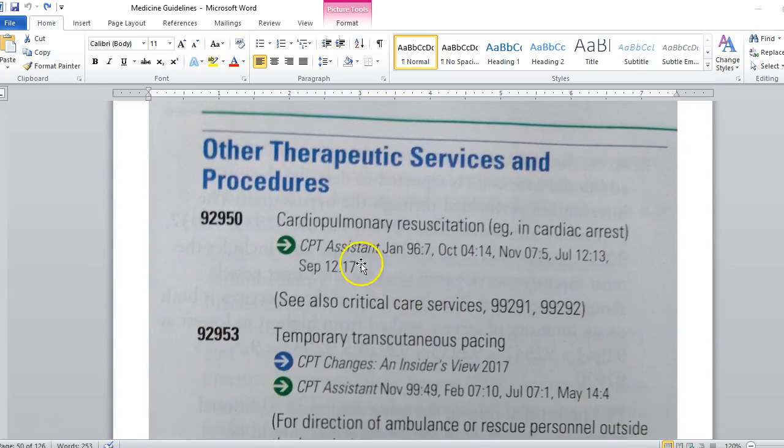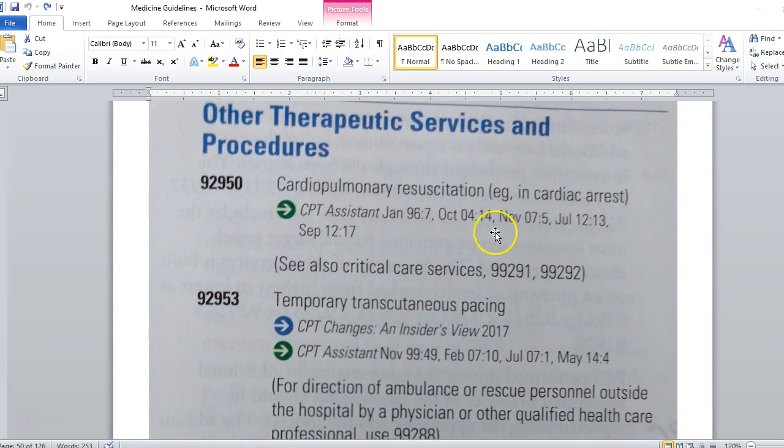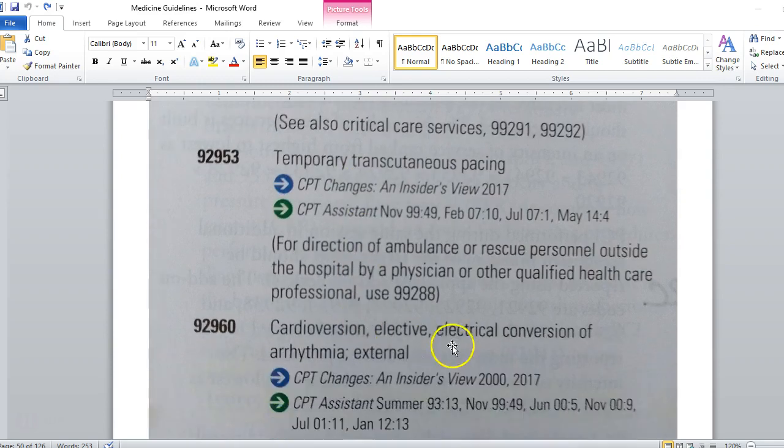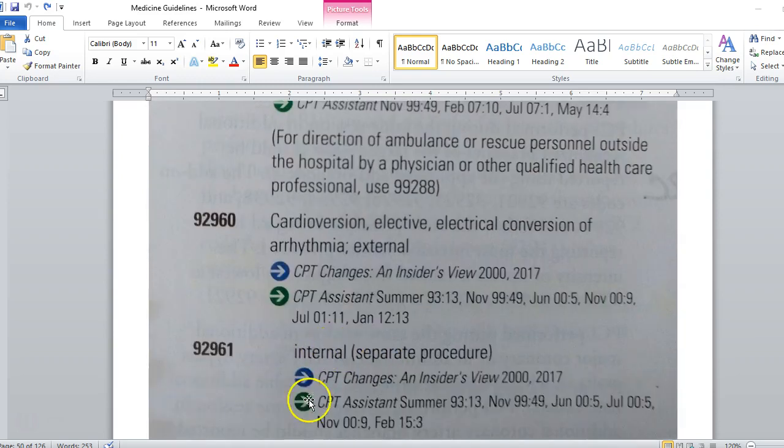Then we get to our other therapeutic services. This is where we find our CPR and our temporary transcutaneous pacing. So again, these are things that are going to happen in ambulances, doctor's offices, emergency departments, etc. We also have the cardioversion, electrical conversion external. These are the paddles. So again, depending on the reason for the person collapsing, we might use the paddles instead of CPR, or we might use both at the same time.